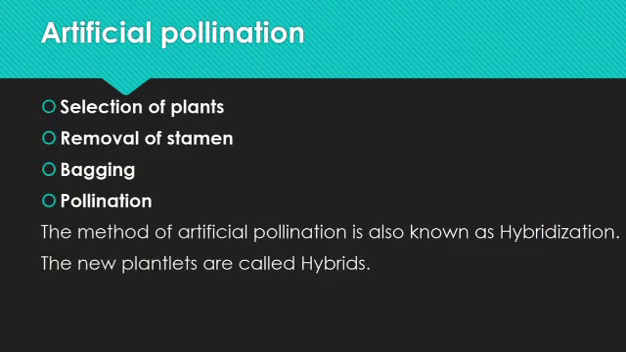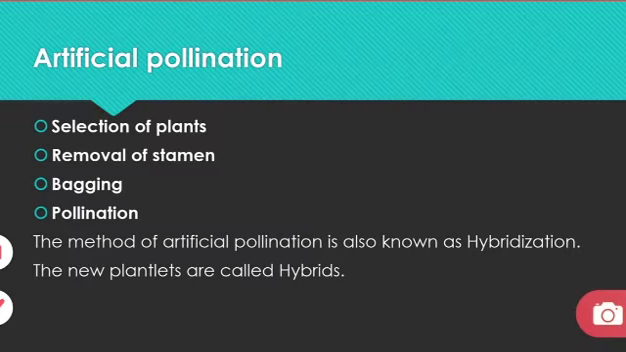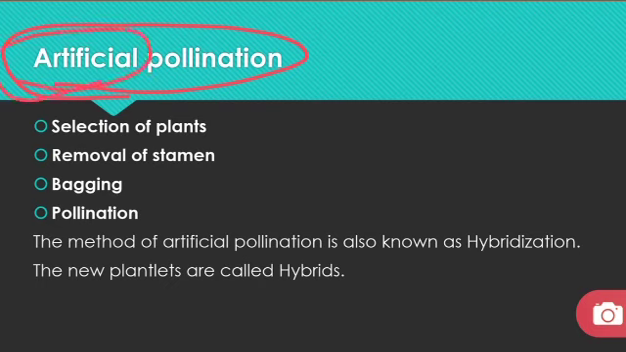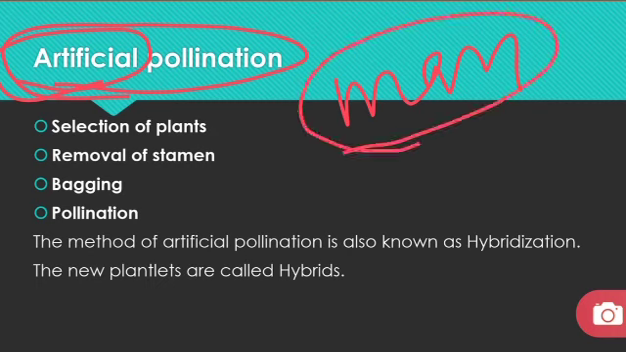Coming to the next slide, that is artificial pollination. What is the meaning of artificial pollination? When the word artificial comes, that means the pollination is done by man, means that involves the activity of human beings. Okay, so why is this pollination being done? To get a required plant.